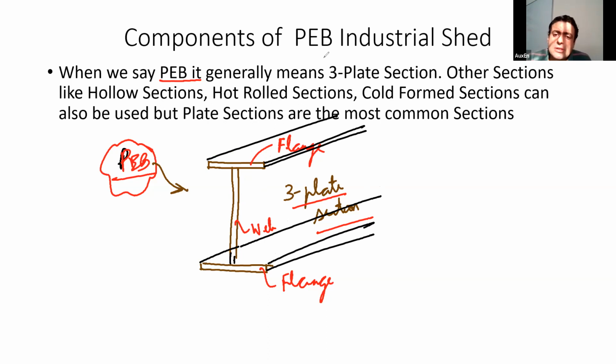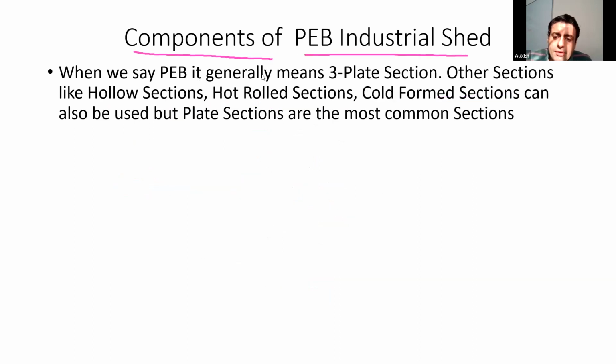In addition to this, they may use some hot rolled sections also. They may use some hollow sections also. They may use some cold form sections also. But primarily, the three-plate section is the most common section that is used. All right. So what we are discussing now are the components of a PEB shed. That is the main topic that we have.